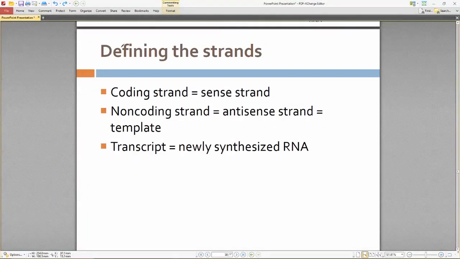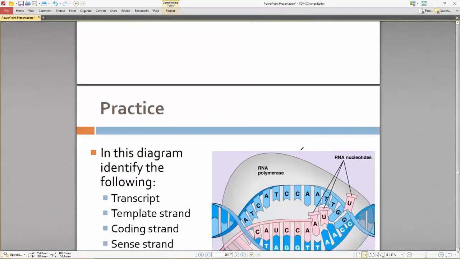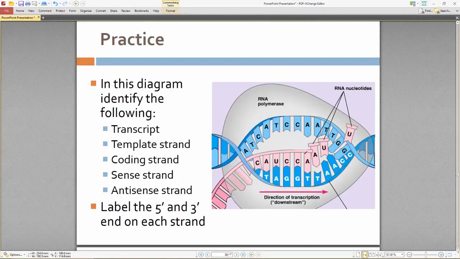So let's define some strands here. The coding strand is also called the sense strand. The non-coding strand, also called the antisense strand, is also called the template. And transcripts are newly synthesized RNA. So let's take a look at this in the little diagram here. Right, this section. Is this the transcript, the template strand, the coding strand, the sense strand, or the antisense strand? Can anybody tell me?